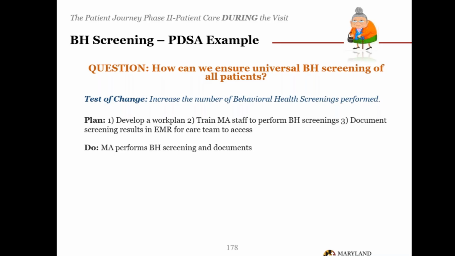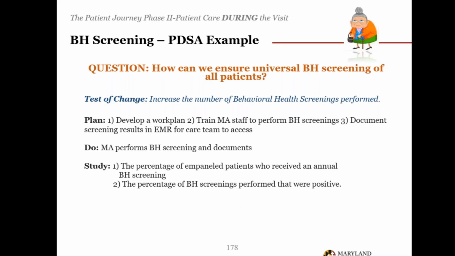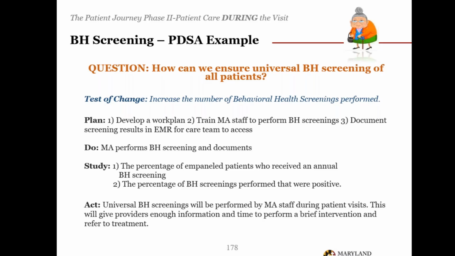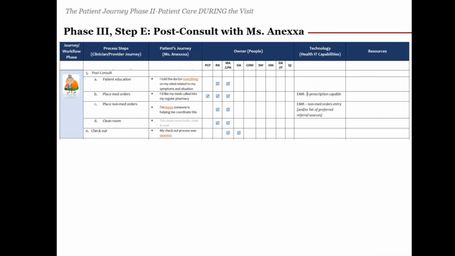The MA performs it and documents. Study the percentage of impaneled patients who received an annual behavioral health screening, and the percentage of the screenings performed that were positive, because you need to know that the next step was done: they were referred or treatment was initiated. The act: universal behavioral health screening will be performed by the MA staff during patient visits when it's due. This will give providers enough information and time to perform a brief intervention and/or refer for treatment. So again, this is a short PDSA that can be done and you can check the box.